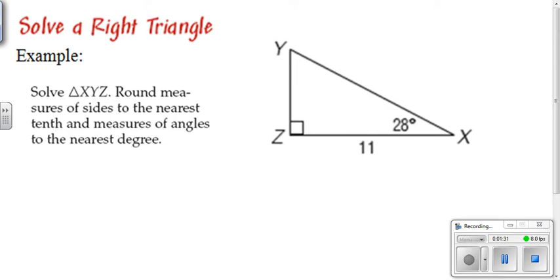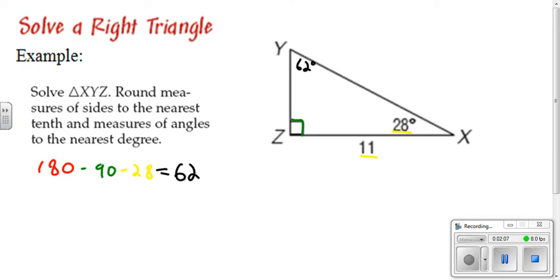Solving a right triangle. So in this case, all we are given is one angle and one side. And I guess technically we're also given this angle, the right angle, but we're always given that in a right triangle situation. Because we have a right triangle, and every triangle has to add up to 180 degrees, we can subtract the other two values, that 90 and 28, to find the value of our last angle over here. That's going to come out to 62. So we'd say that this is 62 degrees right here.